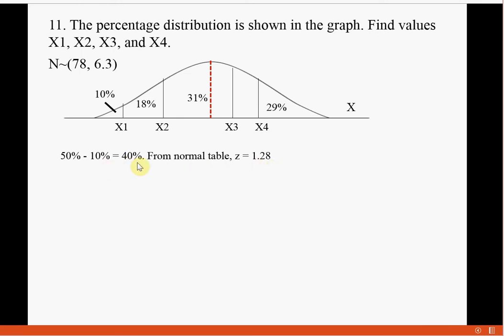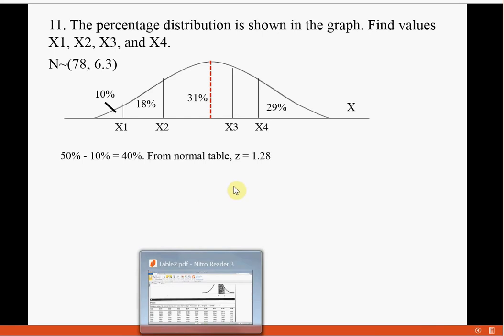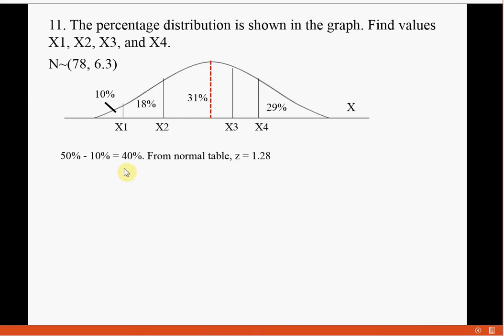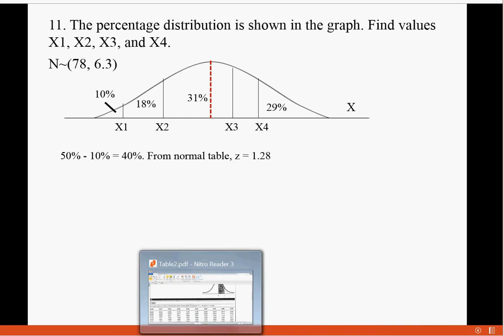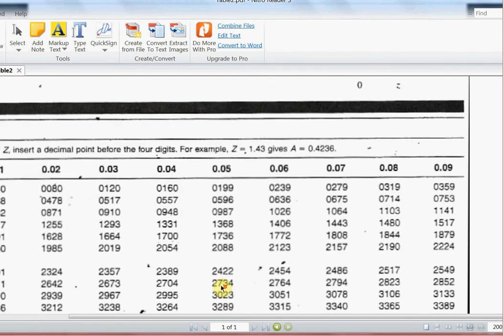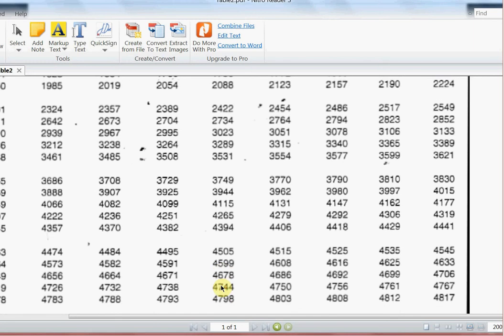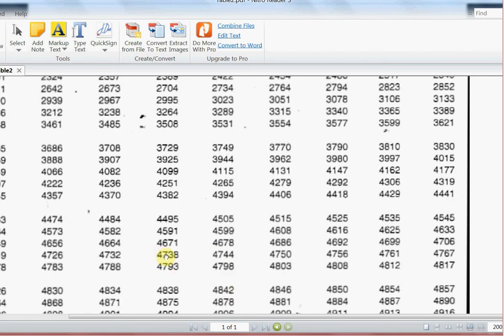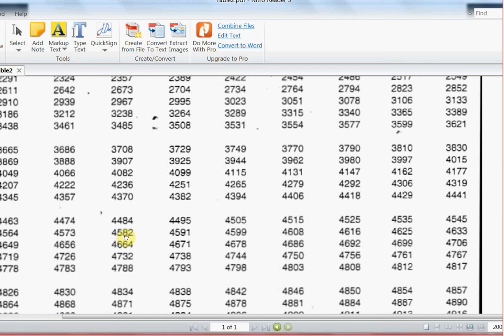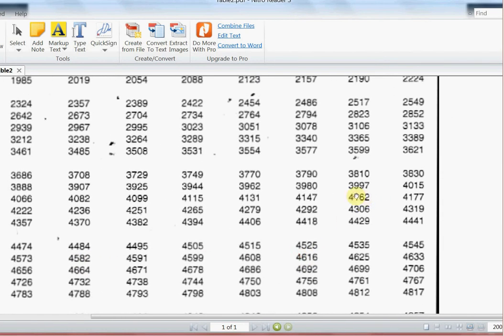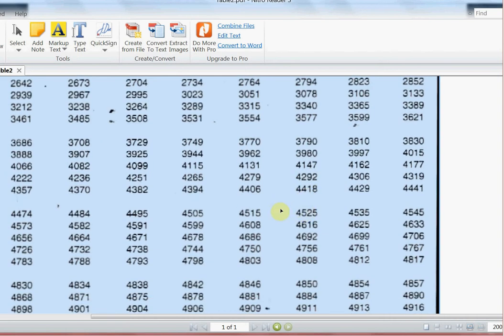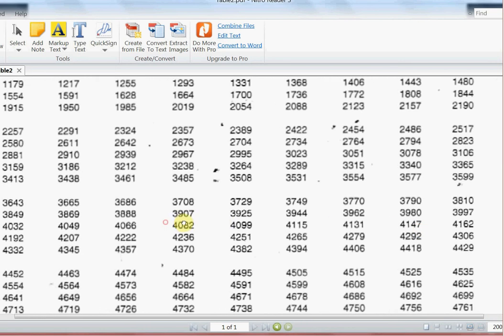From the 40%, let's go to the normal table. Let's pretend that we do not know the result yet. Let's use 40% going to the normal table to find a z-score. In the table, we need to find a percentage number closest to 40%. Now we have two numbers here. One is 39.97, the other is 40.15. Let's use this one, 39.97.